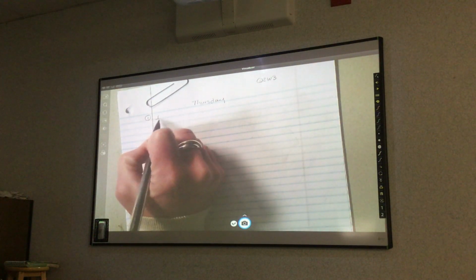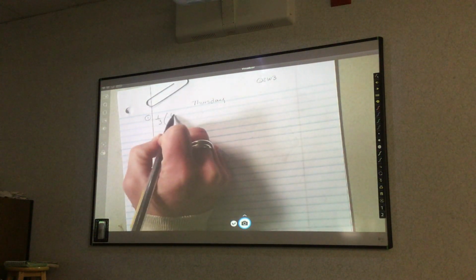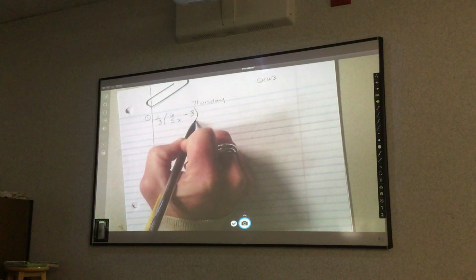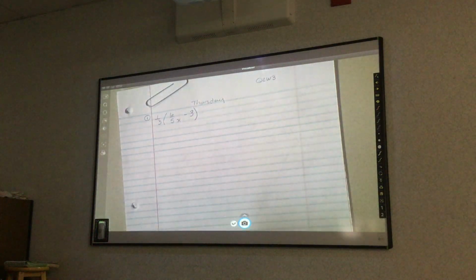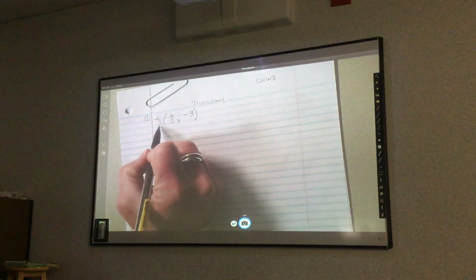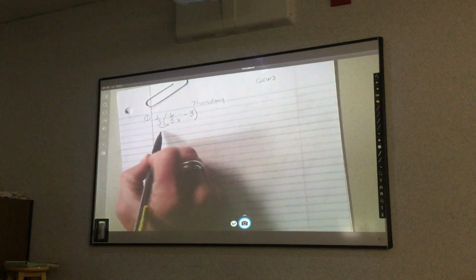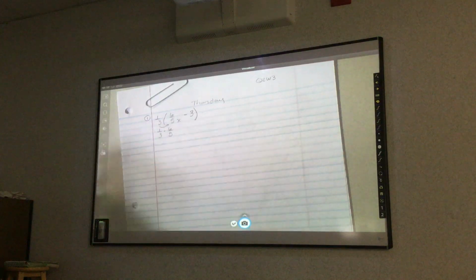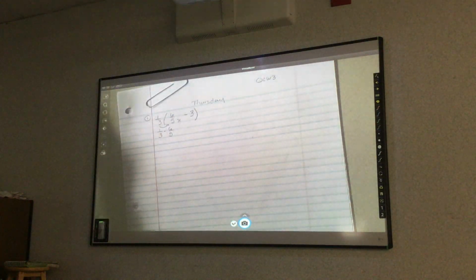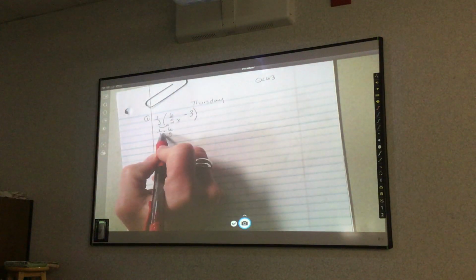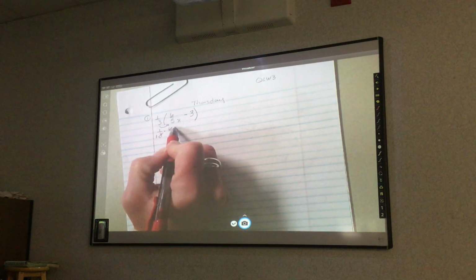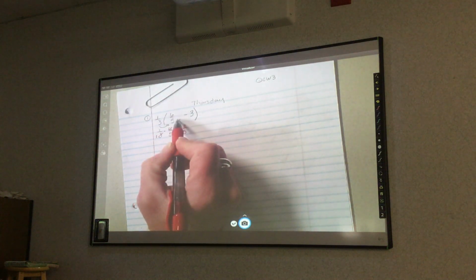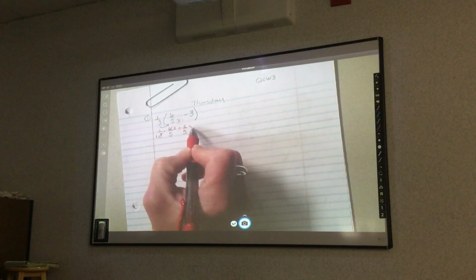Alright, number 1. We have 1/3 times the quantity, 6/5 x minus 3. What property do we need to do? Distributive. So I take 1/3 times 6/5. And as we learned, we can cross cancel, right? By 3, this becomes a 1, this becomes a 2. So now I have 2/5, and then don't forget the x.